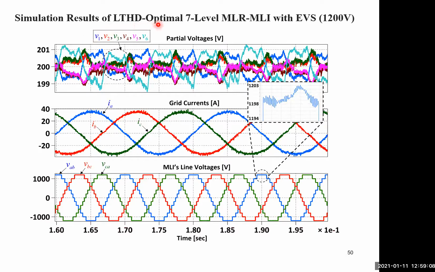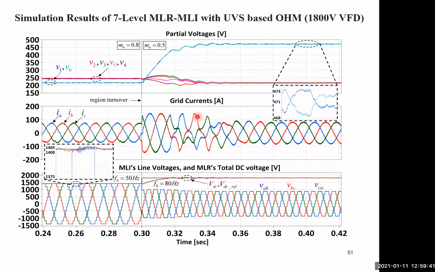This is the simulation result of the LTHD-OPTIMAL 7-level MLI with equal voltage steps set to 1200 volts. Notice that the 6 partial voltages are set exactly at 200 volts. The ripple is quite negligible, plus minus 1 volt. The input currents are sinusoidal following the grid voltages, and this is the output voltage of the multi-level MLI. THD remained at minimum according to switching angles. As you can see, the ripple is quite small, and this is unequal voltage step with optimal hybrid modulation.